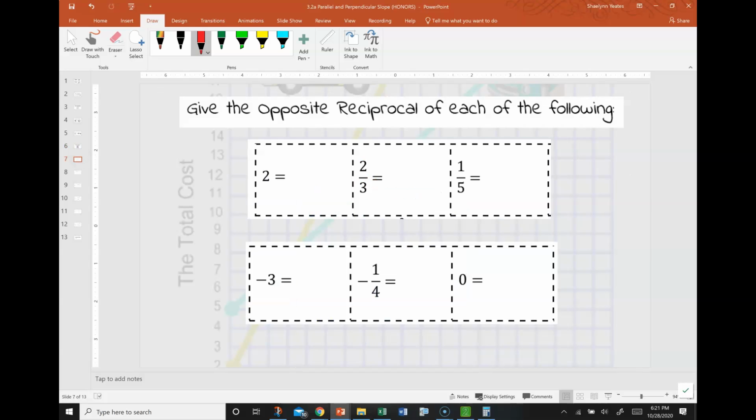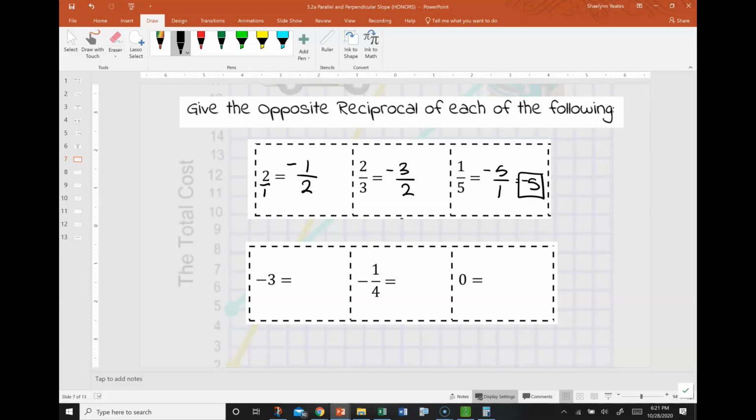Let me show you what I mean by that. Right here, we've got the number 2. If I want the opposite reciprocal of the number 2, this is actually 2 over 1, so I flip it over and change the sign. It'd be negative 1 over 2. On this next fraction, I flip it over, so it'd be 3 over 2, and I change its sign, so it's negative 3 over 2. And this next one, again, I flip it over so it becomes 5 over 1, and I change the sign, it becomes negative 5 over 1, which we all know is negative 5 when we reduce.